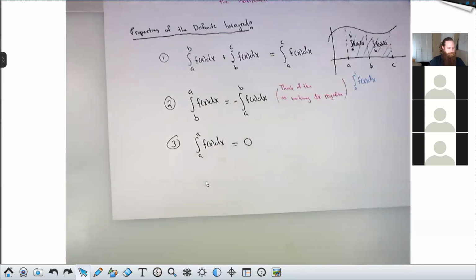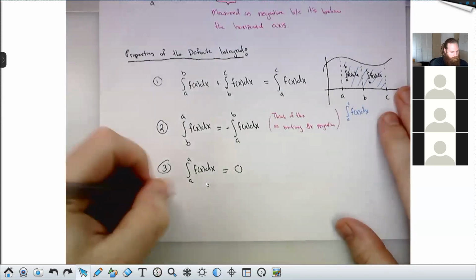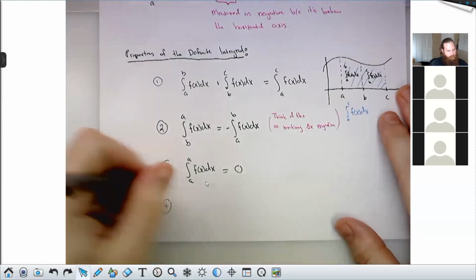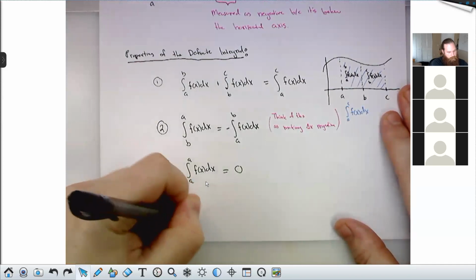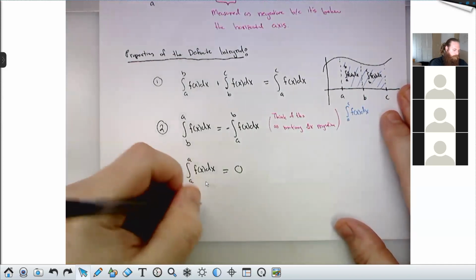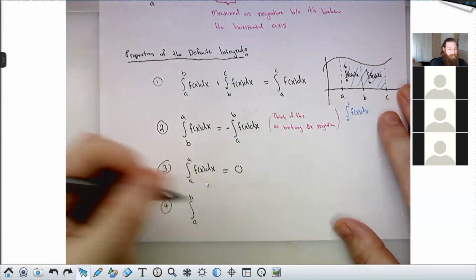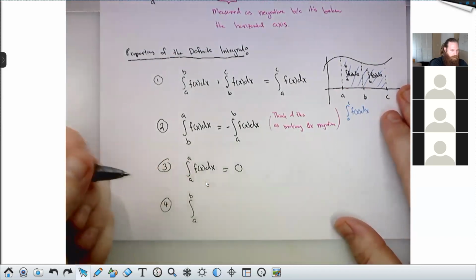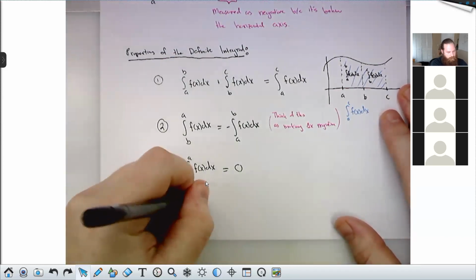Continue here. The next one, this is a big deal. Integration is linear. And really this can be said in one line, but your book says it in two, so I'll say it in two.